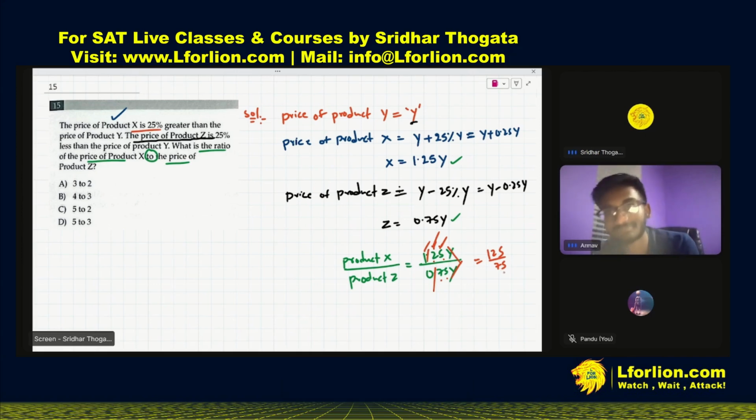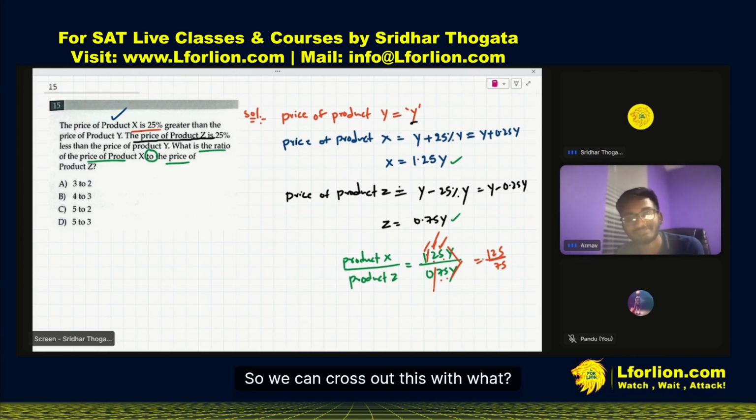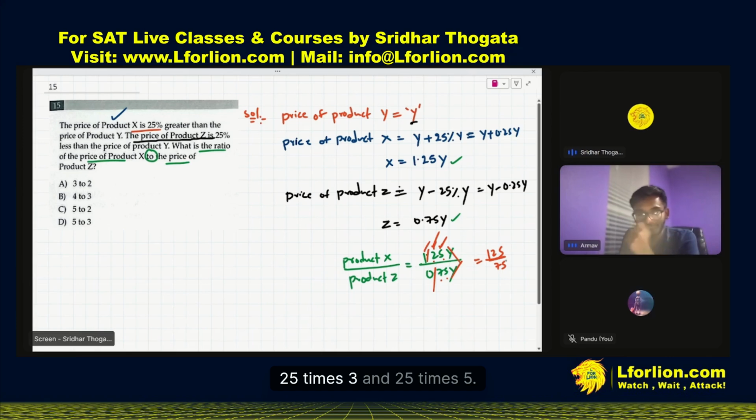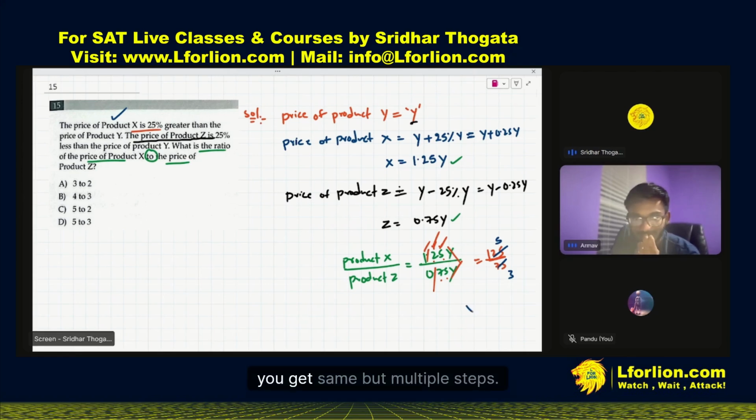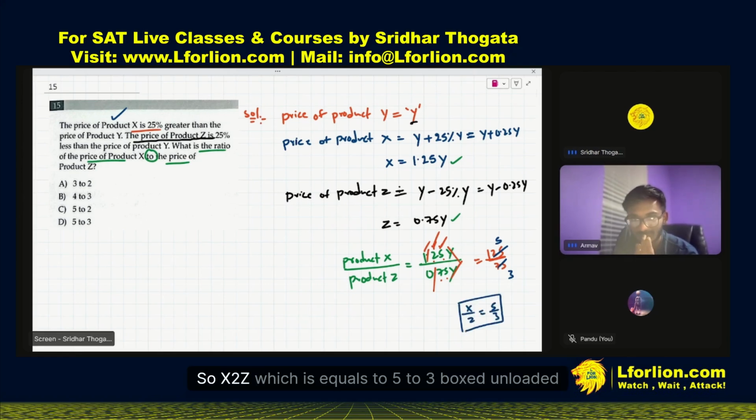Hope you are writing. So we can cross this out with what? We can cross out with 25 times 3 and 25 times 5. You can cross out with other divisibility test rules also; you get the same but in multiple steps. So x to z equals 5 to 3.